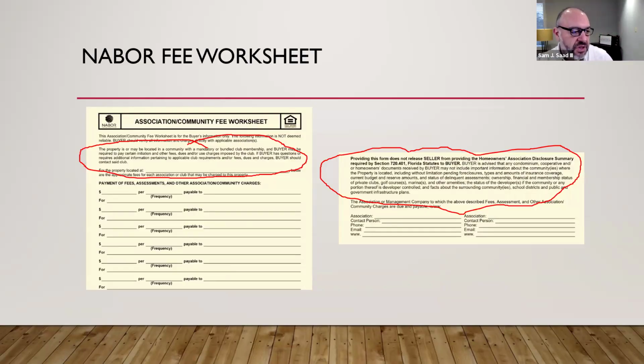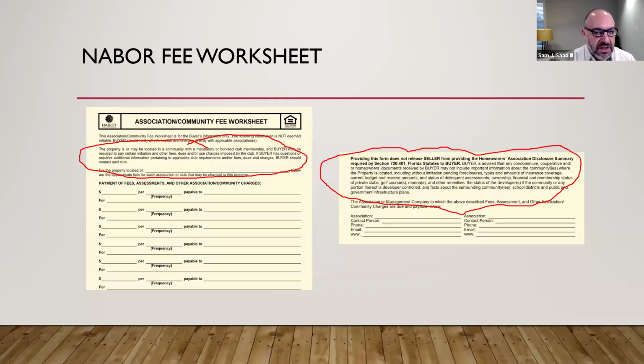Does anybody have any questions about the HOA disclosure or the CDDs? I do, Sam. Sure, Christy. If a seller provides the information for the association and they put it in the wrong spots, or they give us an HOA disclosure and they have one-time fees on it, which, as you just said, is incorrect, how do we address that?